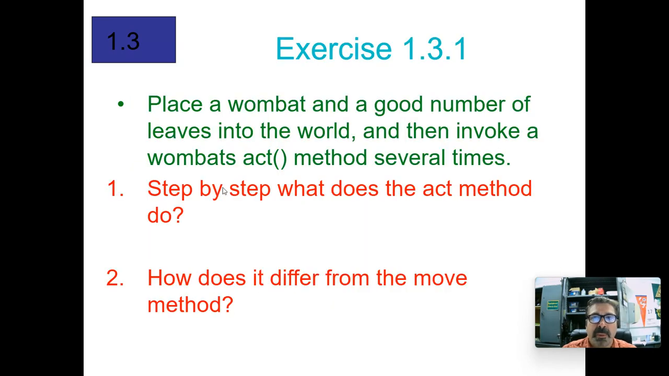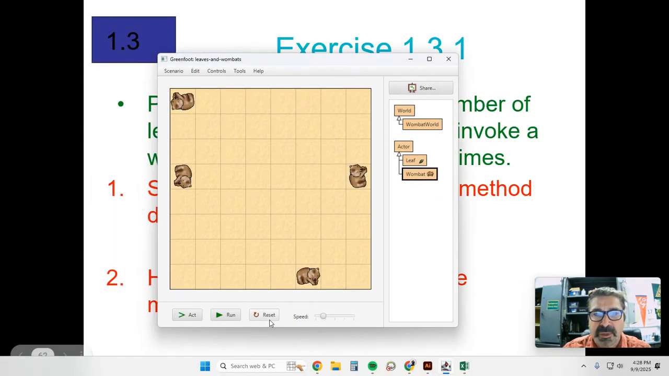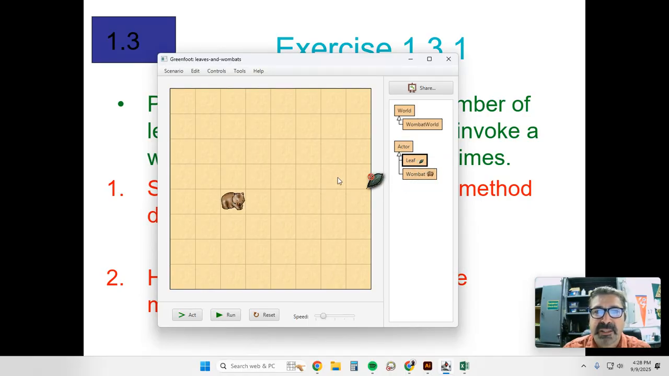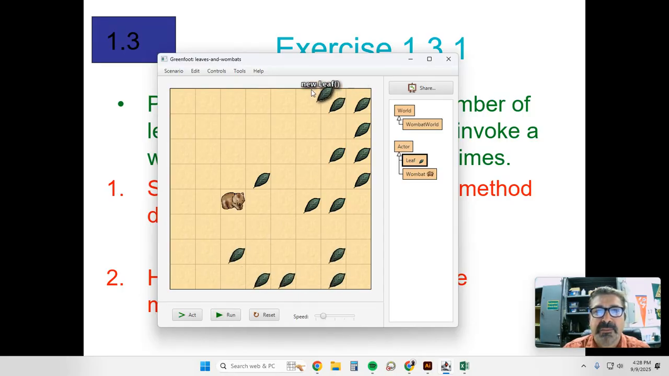All right, place a wombat in a good number of leaves in the world, and then invoke the wombat's act method several times. Step by step, what does the act method do? How does it differ from the move method? Let's see what this looks like. I'm going to hit reset, add a wombat, and add some leaves. I'm going to hit shift so I can add a good number of leaves around.